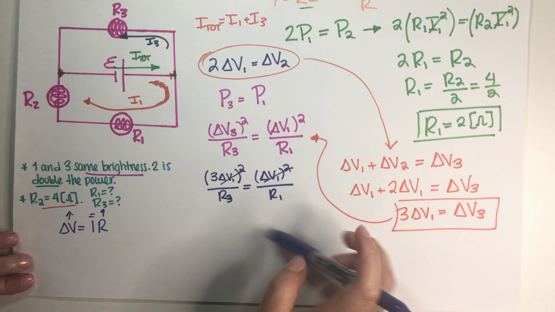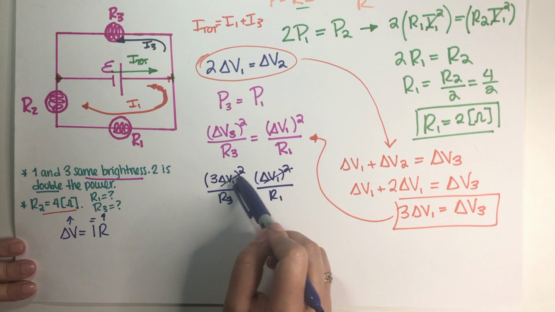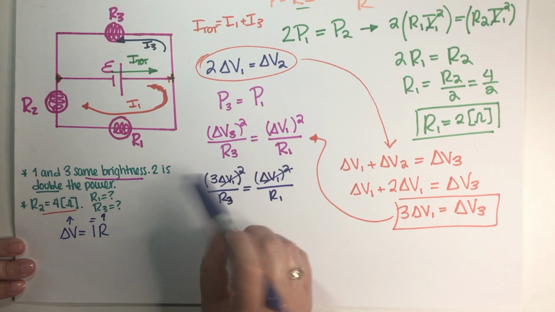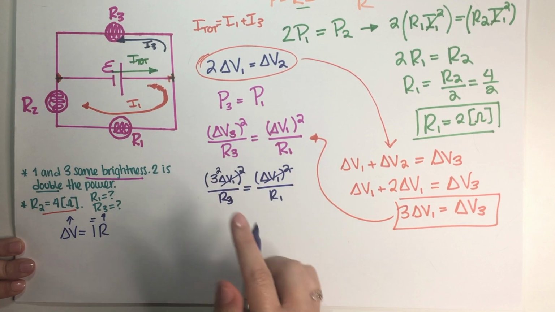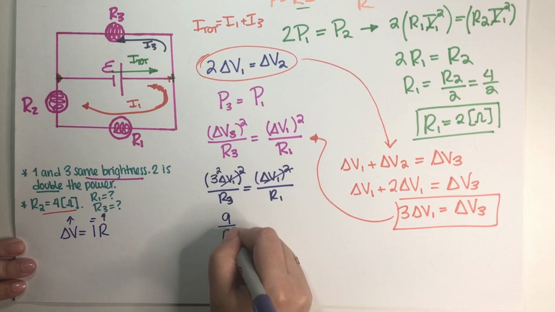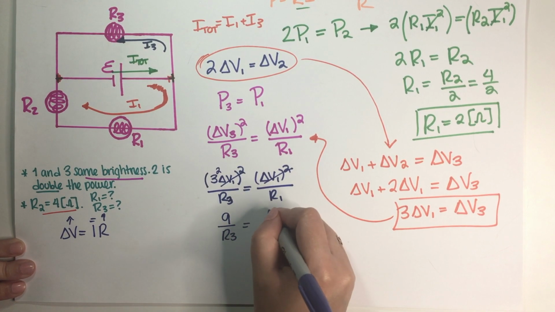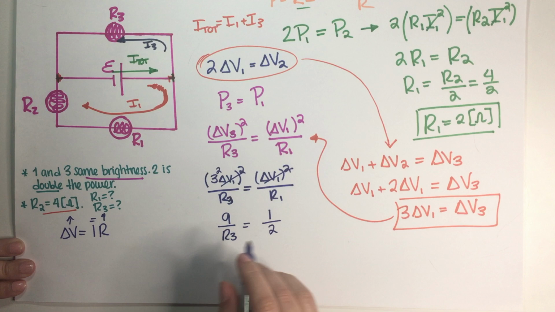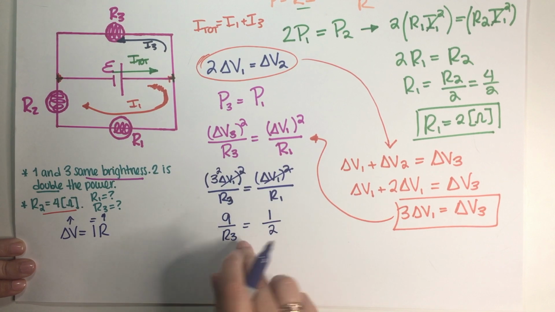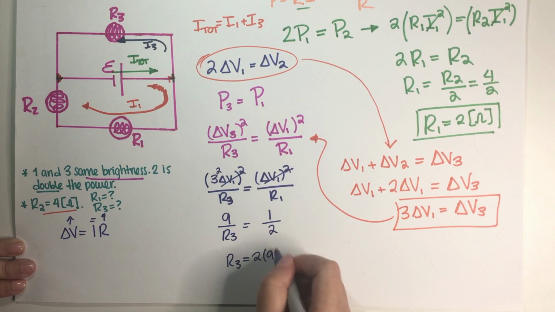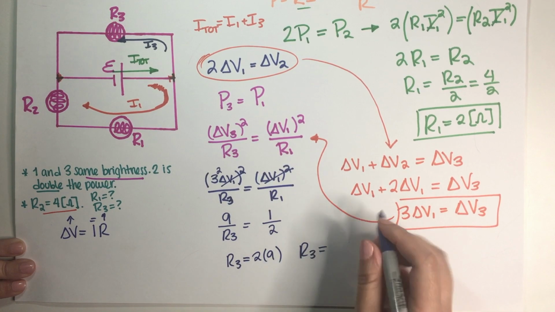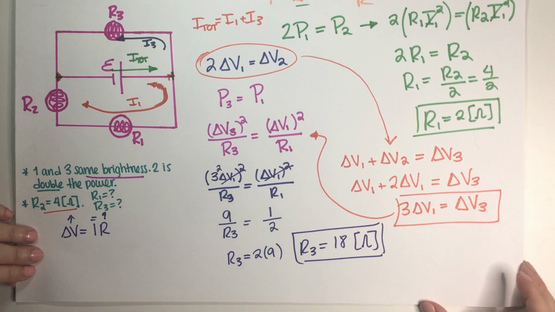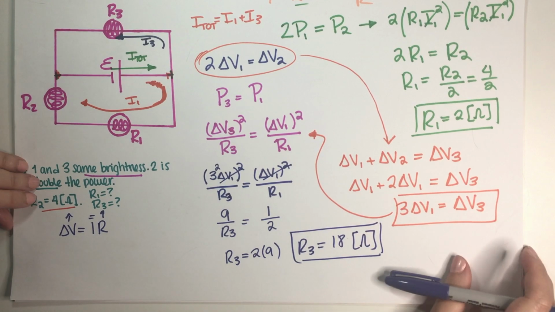The only thing that's going to be important is that this squared is going to distribute. So delta V1 squared cancels out, but this is a 3 squared, right? So this is actually a 9. So 9 R3 is equal to 1, and then R1 is equal to 2. So R3 is equal to 2 times 9. So R3 is equal to 18. Almost final answer. There we go. So this is our final answer to problem 1.